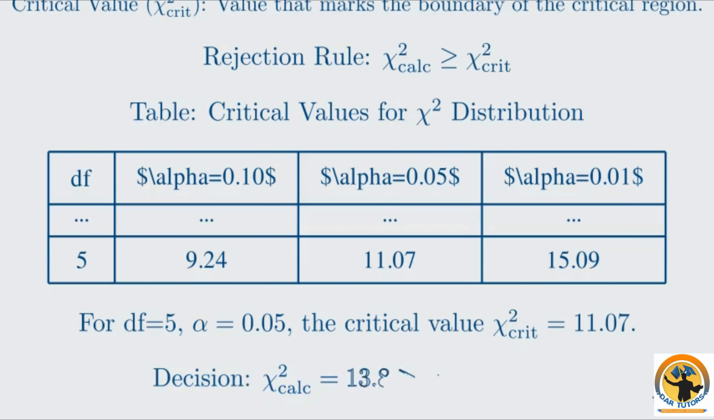So we reject the null hypothesis if our calculated χ² value is 11.07 or greater. Our χ² calc was 13.8, which is greater than 11.07. Therefore, we reject H0. We get the same conclusion as with the p-value method, which we would expect.